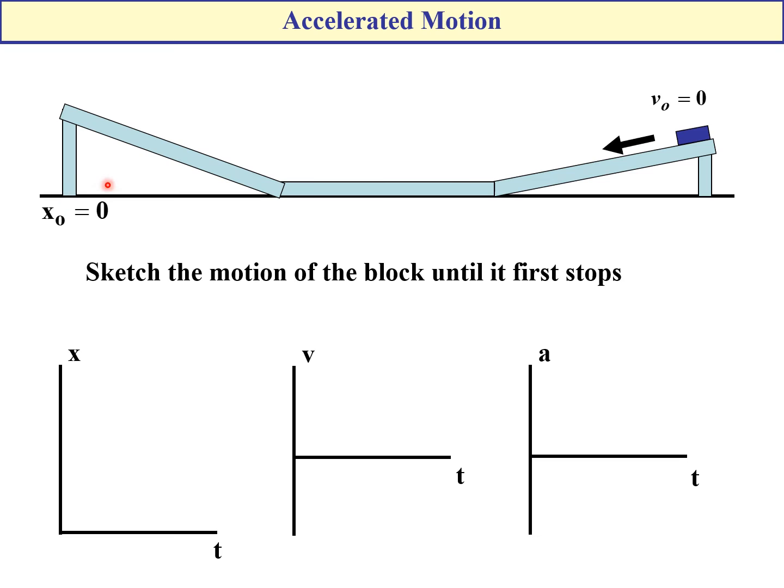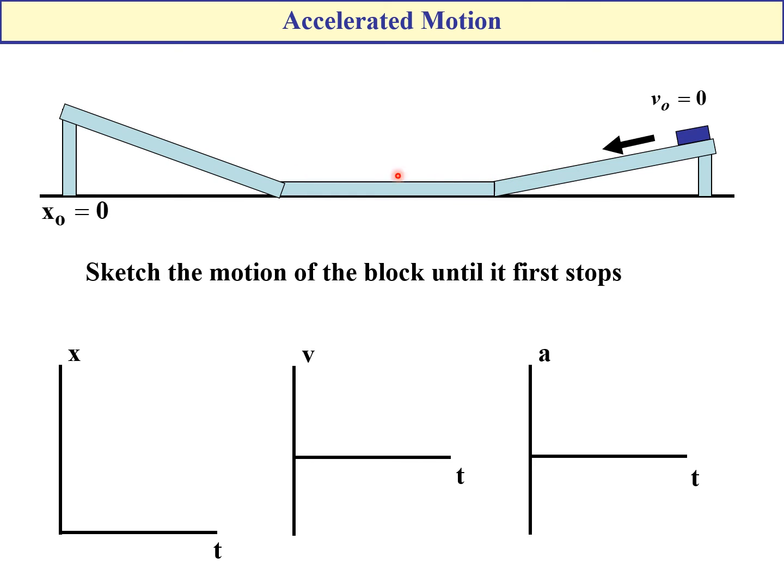So notice that the position is over here at 0. So we start with a positive position, but we start with 0 velocity. Now, as we come down here, we're actually coming towards the position of 0. We're coming towards the origin. So we have a negative displacement as we're moving this direction. So we have an increase in velocity as we come down this ramp, but it's increasing in the negative direction.